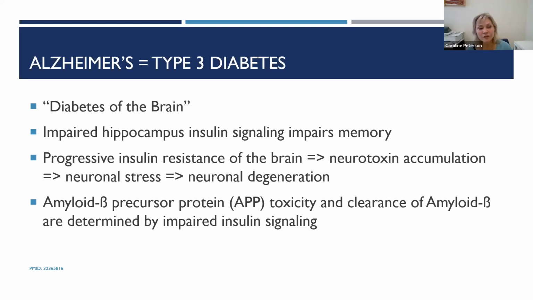So what you see with Alzheimer's is progressive insulin resistance in the brain. This leads to neurotoxicity, neuronal stress, neuronal degeneration. Because you have too much insulin, you're not getting the amyloid beta plaques cleaned up, and you're also getting impaired insulin signaling. So it's a problem upon a problem upon a problem.